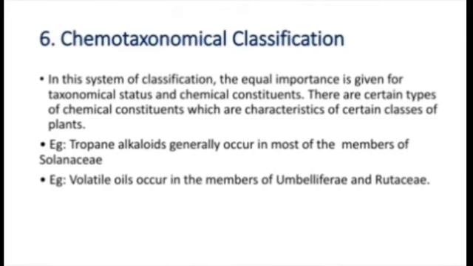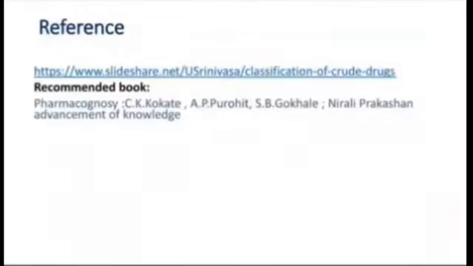Sixth classification is chemotaxonomical classification. In this system of classification, equal importance is given to taxonomical status and chemical constituents. There are certain types of chemical constituents which are characteristic of certain classes of plants. Example, tropane alkaloids generally occur in most of the members of Solanaceae. Example, volatile oils occur in the members of Umbelliferae and Rutaceae.